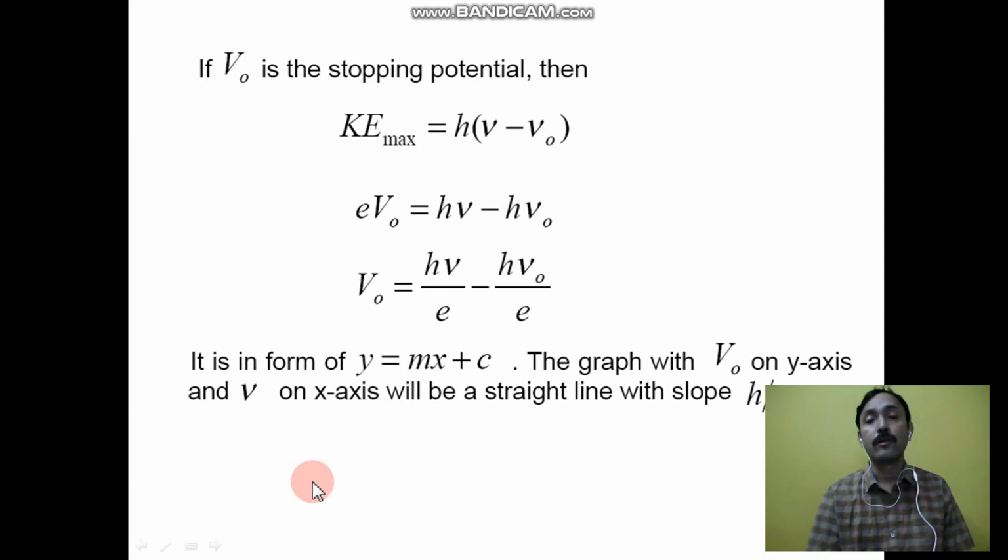The graph with V naught on the y-axis and nu on the x-axis will be a straight line with slope h by e. So from this graph we can calculate Planck's constant, knowing the charge of the electron is 1.6 times 10 to the power minus 19 coulomb.